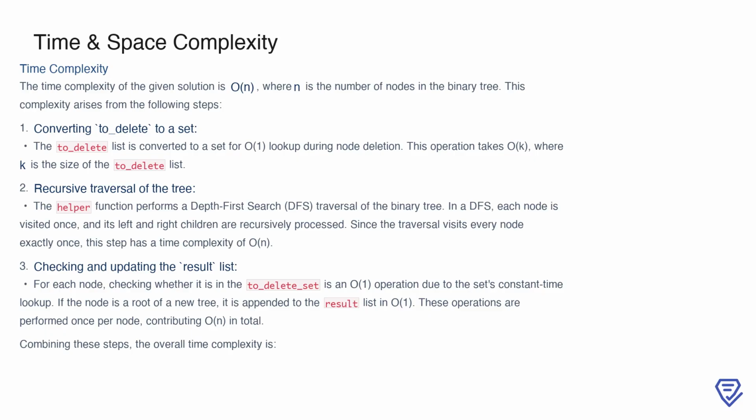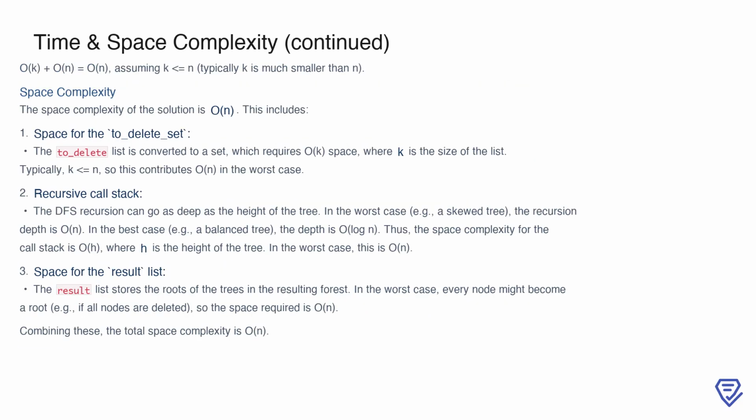When we combine these steps, we arrive at an overall time complexity of O(k) plus O(n), which simplifies to O(n), under the assumption that k is less than or equal to n, as is typically the case in this problem. The space complexity of this solution is also O(n). Let's consider the components contributing to this. First, the to_delete list is converted into a set, which requires O(k) space, where k is the size of the list. Since k is generally much smaller than n, this space usage is at most O(n) in the worst case.